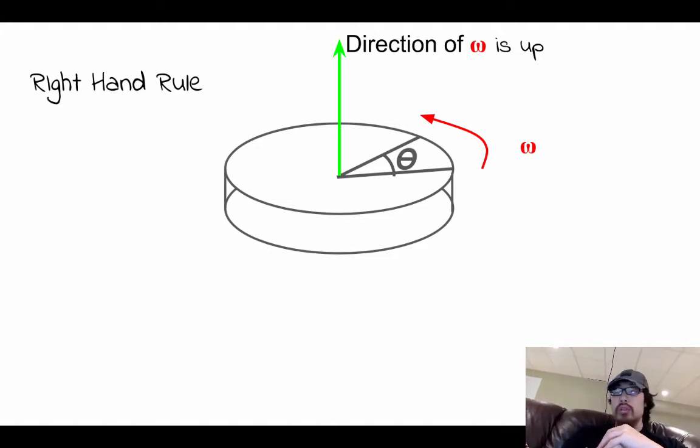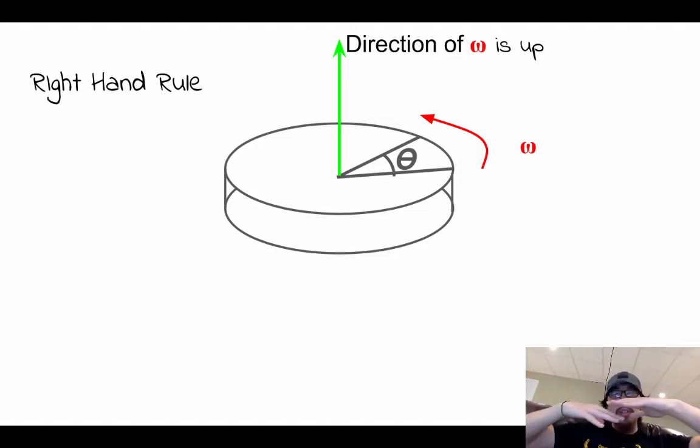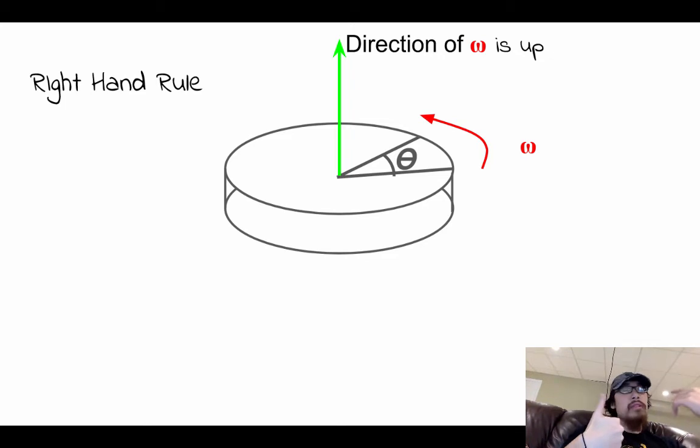Now, the right hand rule goes like this. If your fingers are curving in the direction of the motion, your thumb points in the direction of the angular velocity. So if we take a look at this picture, if this object were flat on the ground, this object is moving counterclockwise. But in order to fully describe what is counterclockwise, physicists use what we call the right hand rule, and we see that we describe the direction as going upwards.